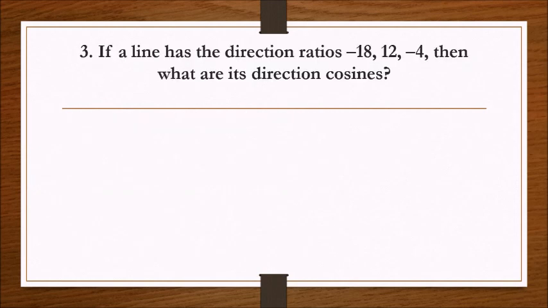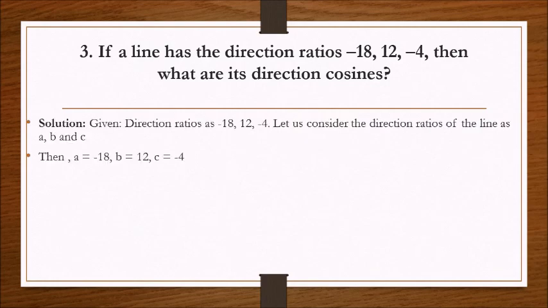Next third question. If a line has the direction ratios minus 18, 12 and minus 4, then what are the direction cosines? Now here the direction ratios are given. We have to find the direction cosines. So there is a straightforward relation between direction ratios and direction cosines. Okay, so we shall write what is given. They are given the direction ratios. So what are the direction ratios? We consider A, B, C as the direction ratios.